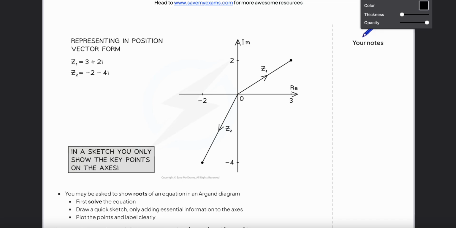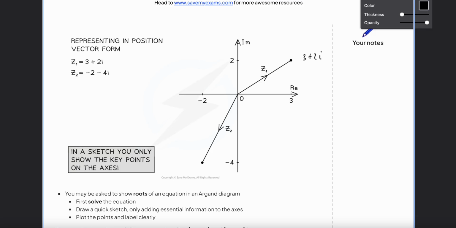Okay, so if I have the vector z1, which is 3 plus 2i, I'm going to mark the point (3, 2). This point is 3 plus 2i, and we have to connect it with the origin since we want to represent this complex number in position vector form. So we connect the origin to the point that represents the complex number, and we indicate with an arrow from the origin to the complex number.